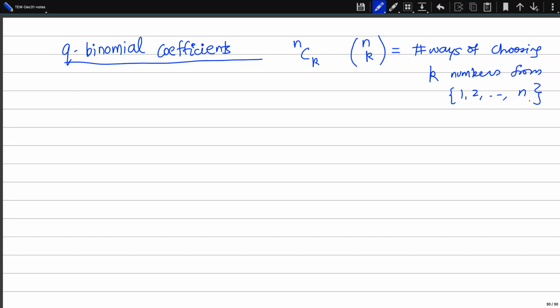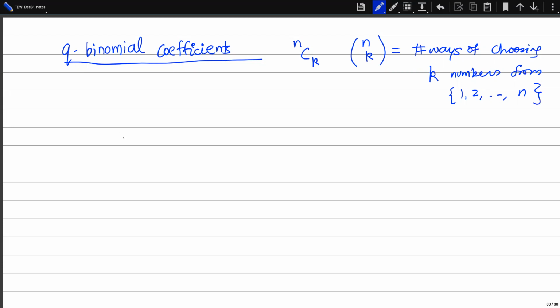Okay, but suppose you also want to do the following for each choice. So don't just keep track of the total number of ways of choosing, but keep track of slightly more information whenever you make a choice. Okay, which is the following.